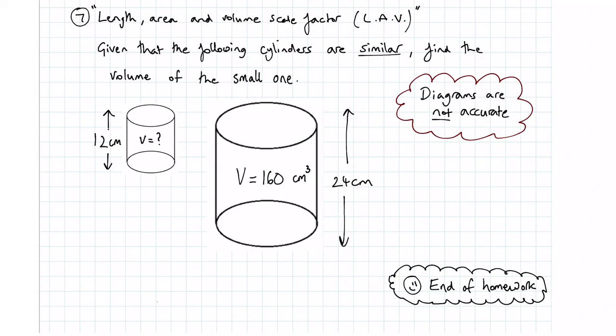And I will say, the most common wrong answer to this question is 80. People think that, well, this is half the size of this, so the volume must be half the size of this big one, and it isn't, so please don't write an answer of 80.